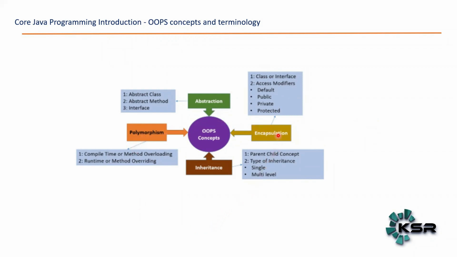Encapsulation we discussed, and we saw one example also, but we'll see more. Polymorphism we are going to see. What is compile time and runtime polymorphism? What is inheritance? What are the different types of inheritance? How are we going to use these entire concepts in our programming language?